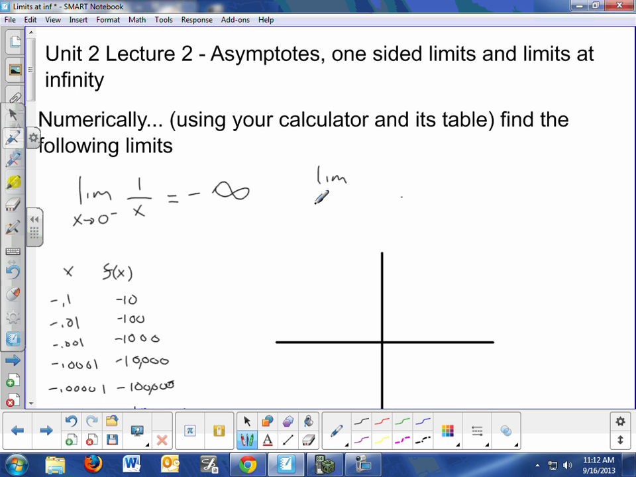Now, if I looked at the limit as x approaches 0 from the right of 1 over x, this would become positive, and all these would become positive. As we get closer and closer to 0, the number on the bottom gets really, really small, infinitesimally small. And a number divided by a number that's extremely small turns out to be something extremely big. This time it would be in the positive direction.